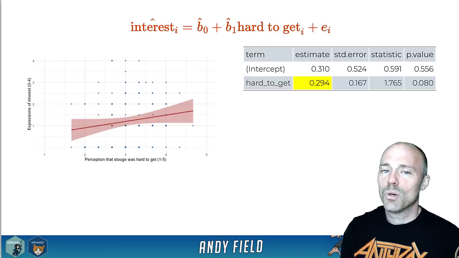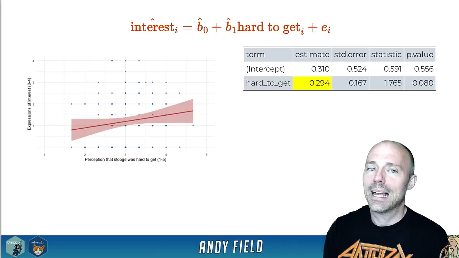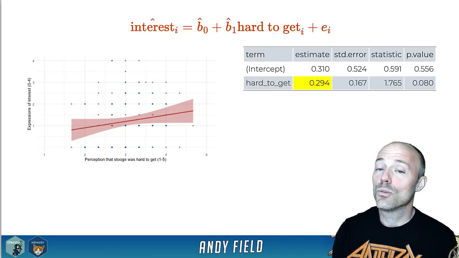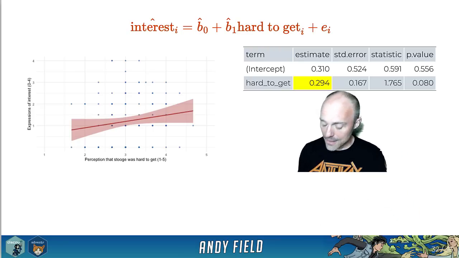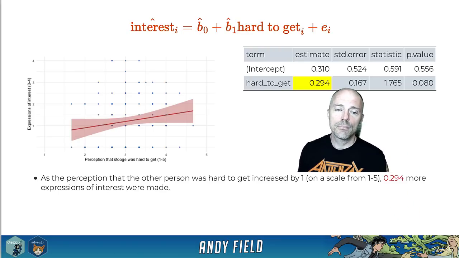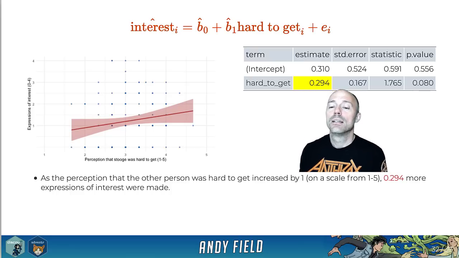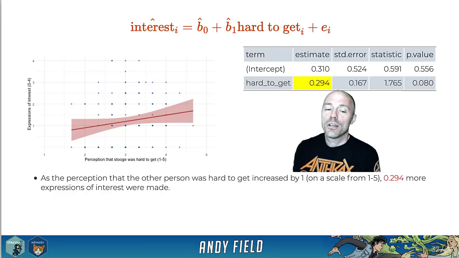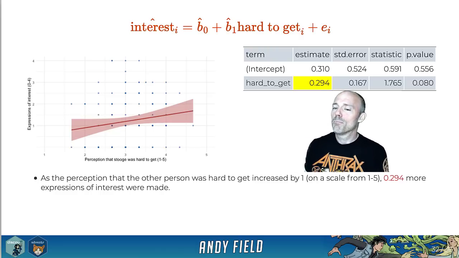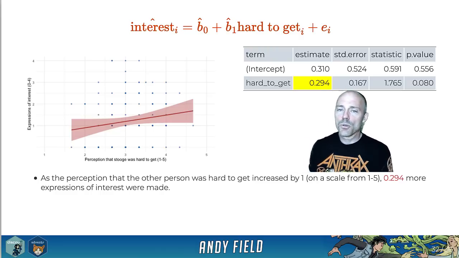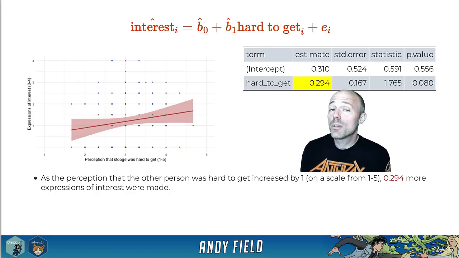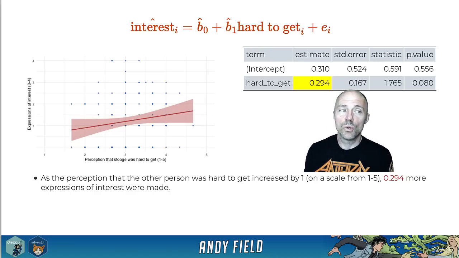When you actually fit the model, the value of the beta attached to the variable hard to get is 0.294. So that's the highlighted value there. So the way we would interpret this is as the perception of the other person being hard to get increased by 1, and bear in mind that's 1 on a scale from 1 to 5, 0.294 more expressions of interest were made. So the thing is, you can interpret this very directly. It's what's known as a raw effect size.